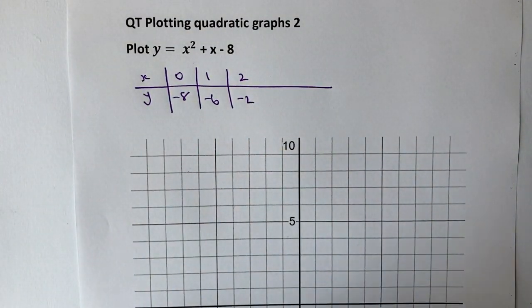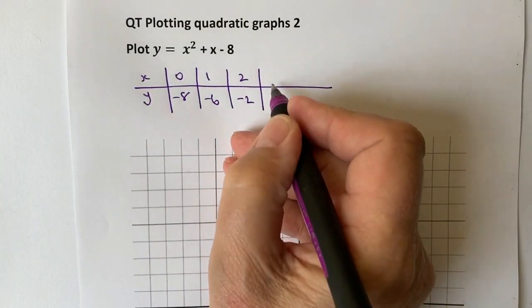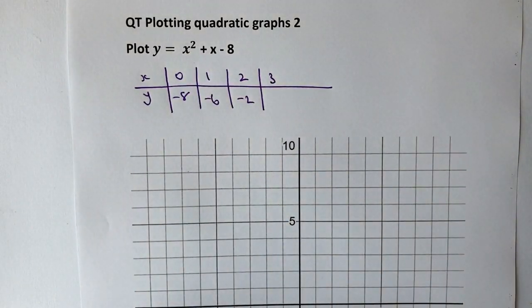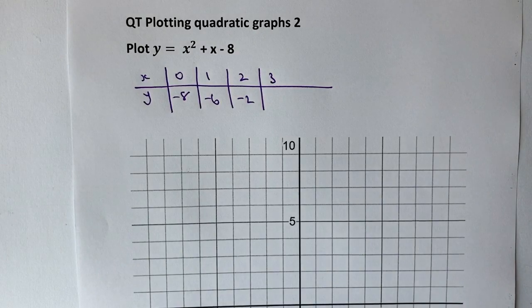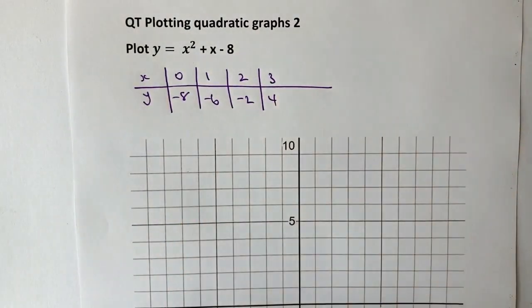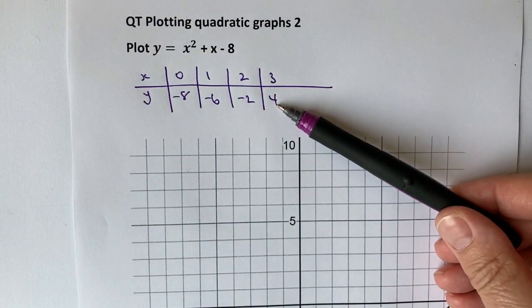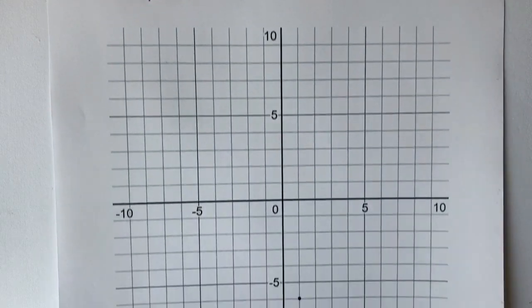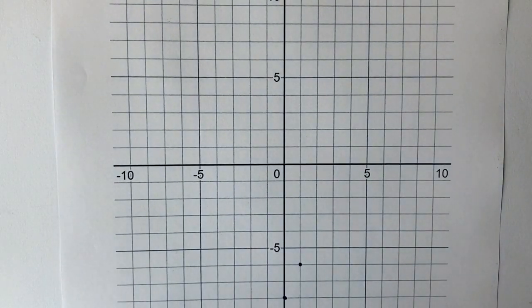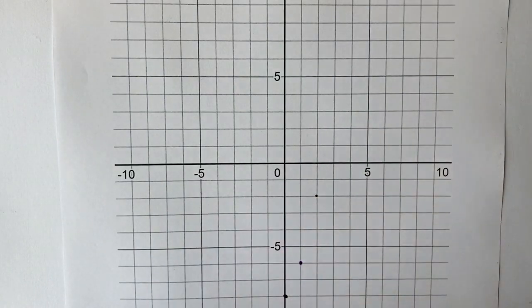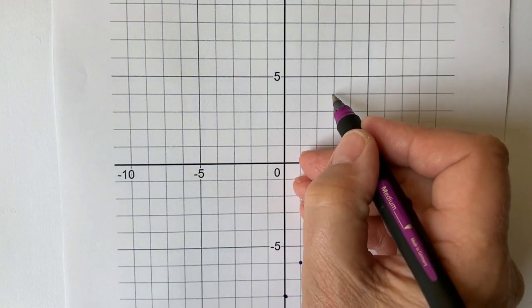Let's have a look at 3. When x is 3, I've got 3 squared, which is 9, plus 3 again, which is 12, and then take away 8 is 4. This is now getting into positive values of y. So let's take a moment to plot those 2 points. The first one is 2, minus 2, which is there, and then my second one is 3, 4, which is going to be up here.